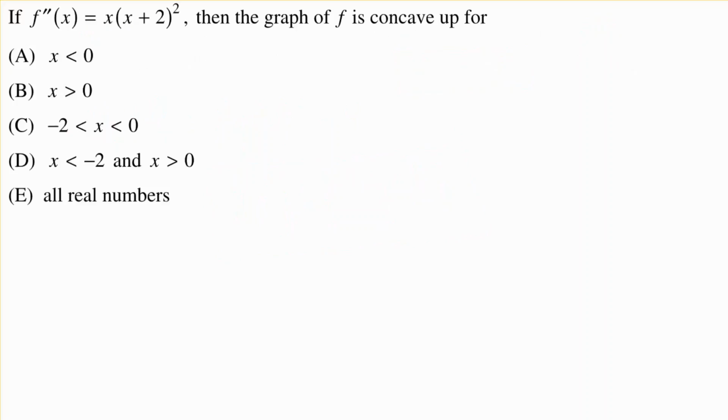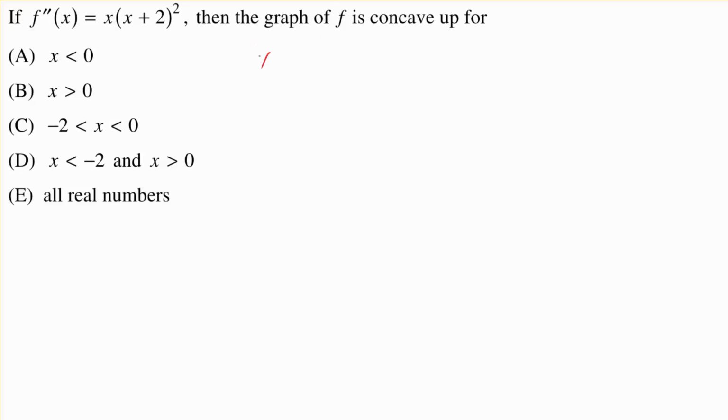And let's try one more practice problem. If f double prime of x is x times x plus 2 squared, then the graph of f is concave up for which values? So concavity is the second derivative. So we want to know when it is not concave up or down, so we can find when it is 0.